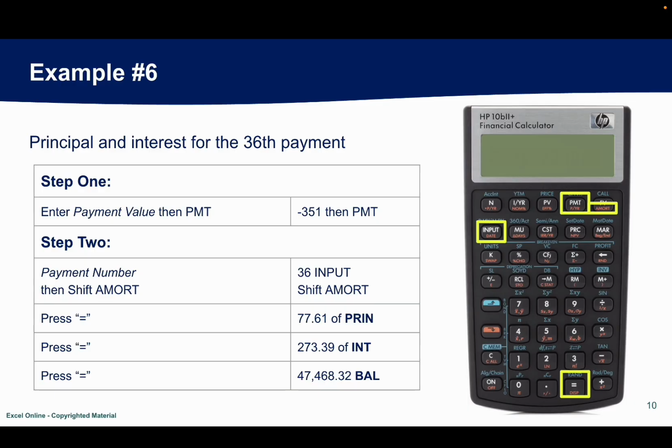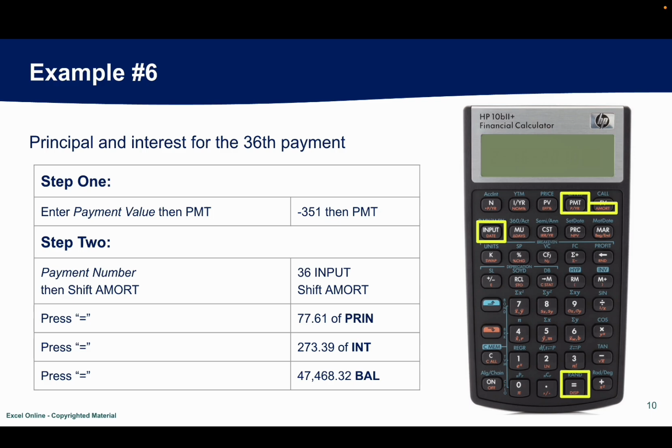So let's find the mix between interest and principal for just the payment number 36. So only for the 36th payment. So first, type in 36, then press input, then press shift, then press amort.